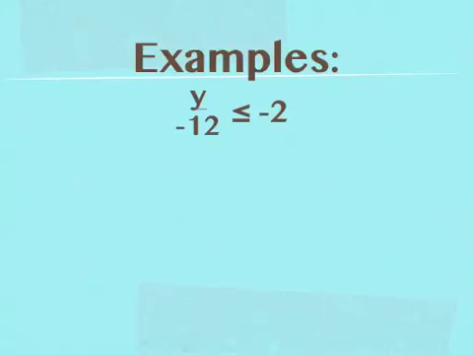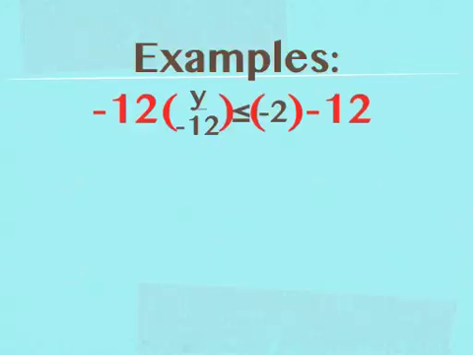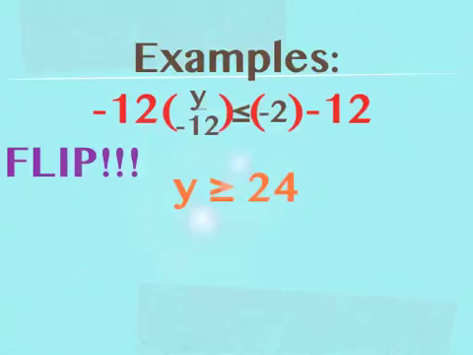The next example, we have y divided by negative 12 is less than or equal to negative 2. Notice my variable y is being divided by negative 12. The inverse of dividing by negative 12 is to multiply by negative 12 on both sides. Because I am multiplying by a negative on both sides, my sign has to flip. When I flip my sign, my negative 12's are going to cancel out, so I'm left with y is greater than or equal to negative 2 times negative 12, which is positive 24.